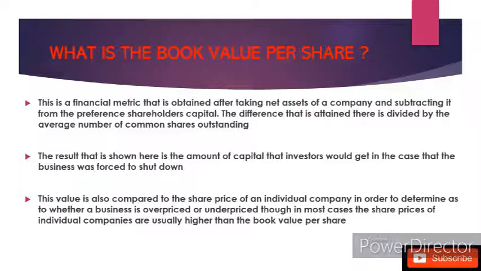Now, the reason why we deduct the preference shareholders' equity is because that amount of money has got nothing to do with the common shareholders, who are the true owners of the business. So in the case that a business stops operating and investors are required to get back the capital they've invested, they won't have any portion of the preferred equity, as it belongs only to preferred shareholders. For more info about preferred and common shares, you can check out our video titled Everything About Investing in Shares. So the result shown here is the amount of capital that investors would get in the case that the business were forced to shut down.